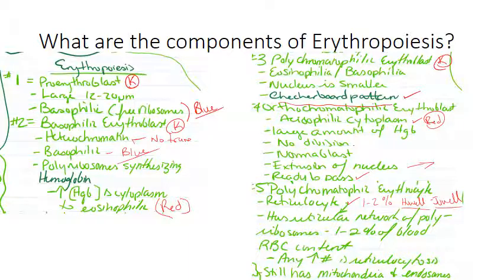And any increased number of reticulocytes means that we're having reticulocytosis, and usually that is due to trauma. We've had a loss of blood, and this is a normal natural process where red blood cells are trying to increase their numbers in order to replace what was lost. So we still have mitochondria and endosomes. We're not quite done, because the final product of all of this is called our erythrocyte, also commonly called our red blood cell.